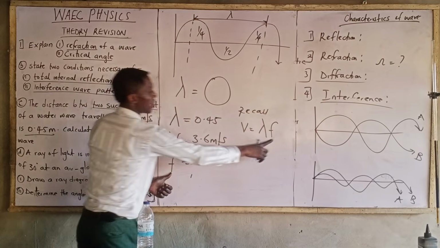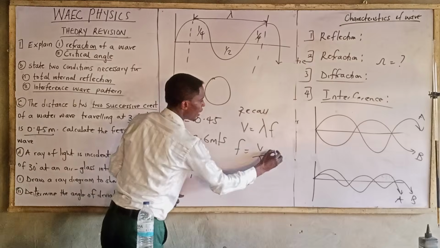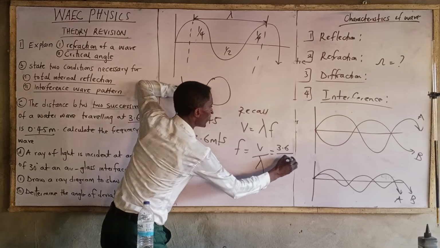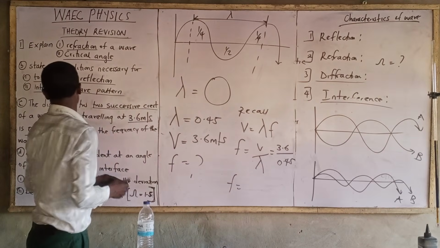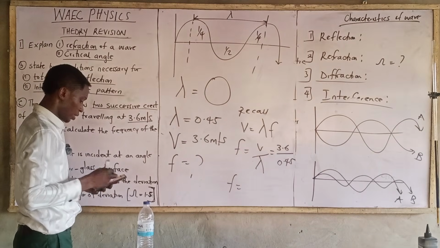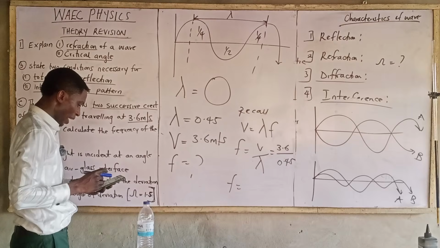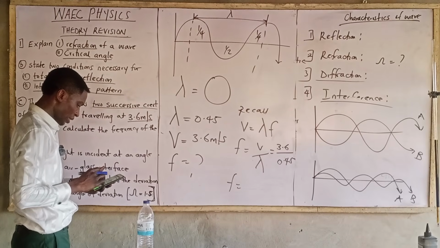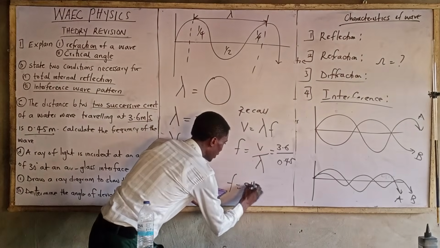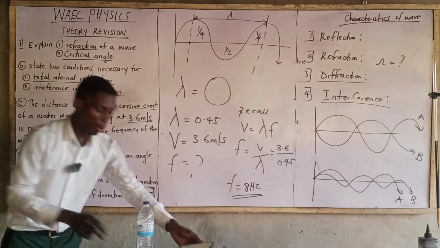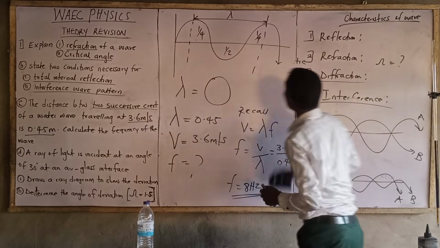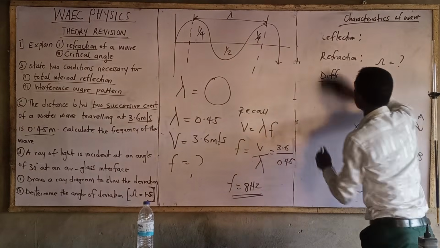Now here we have to find f. So let me make f the subject of the formula. We have f equals v over lambda. What is v? 3.6 all over lambda, 0.45. So we have f equal to, let's multiply that, 3.6 divided by 0.45. So we've got that to be 8 hertz. So that's the frequency of that wave. We move on to the next question there. That's the D part of that question. Then we'll move on to the next part.